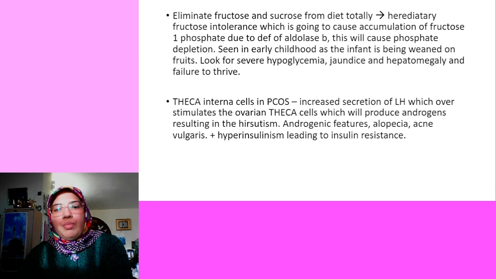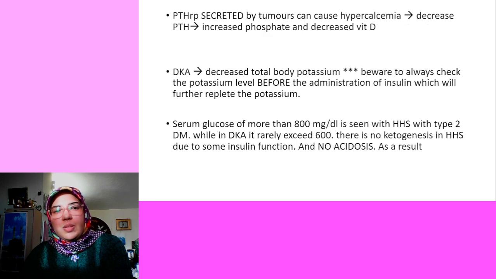Theca interna cells in PCOS: there's increased secretion of luteinizing hormone, which overstimulates the theca cells, which will start to produce androgens and result in hirsutism. These are the androgenic features, the alopecia, the acne, and the hyperinsulinism leading to insulin resistance.